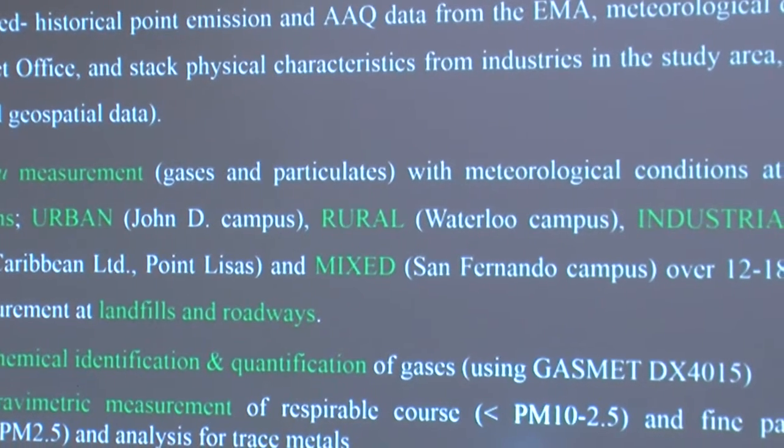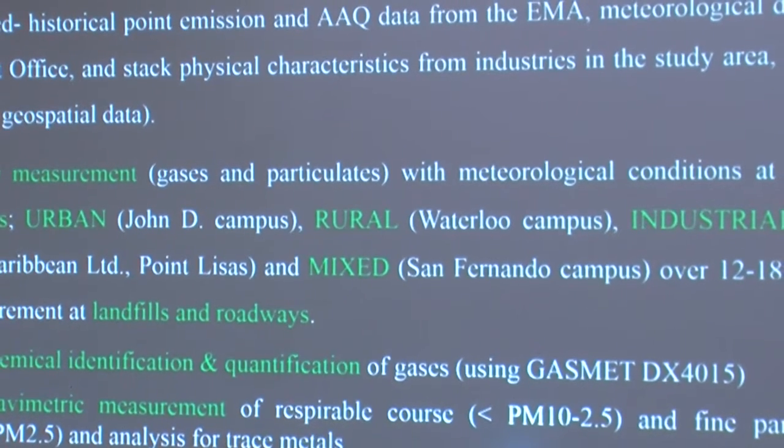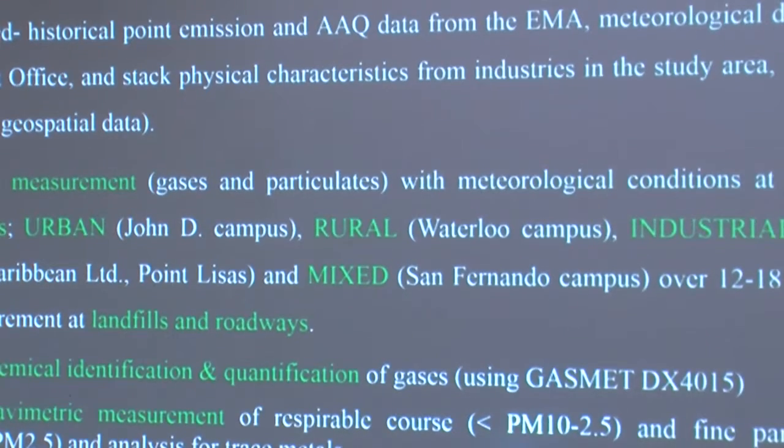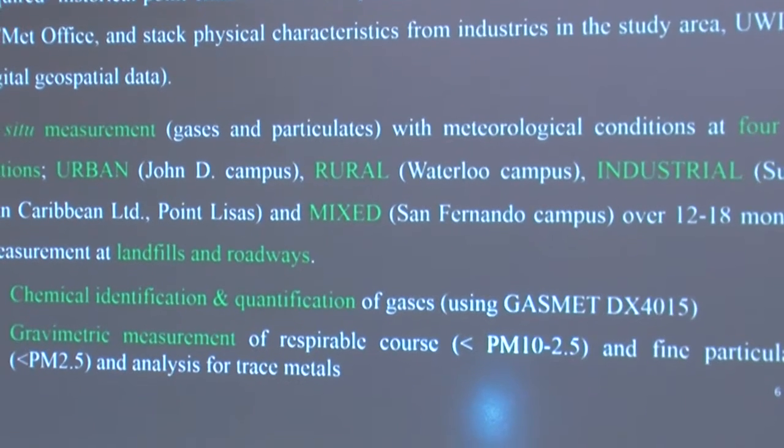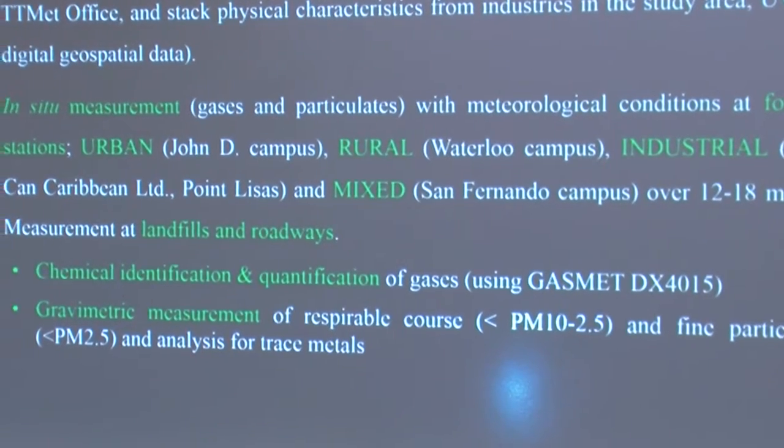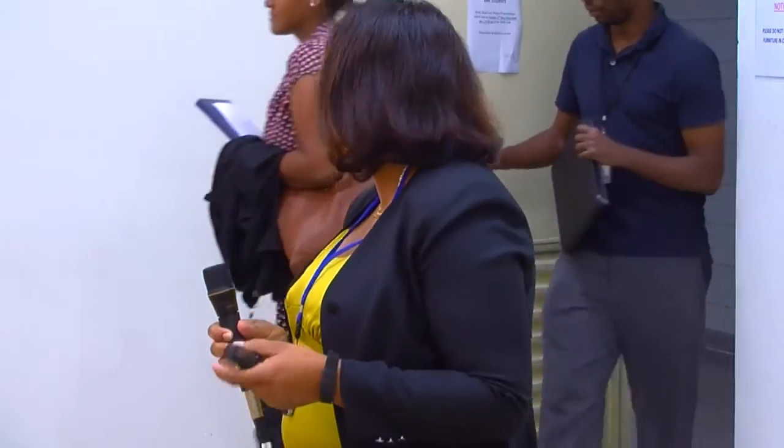There is a field sampling regime, which will extend over 12 to 18 months, to sample both gases and particulates at 4 locations, representative of rural, urban, industrial, and mixed land use areas. These would be done for a period of at least 12 to 18 months. There will also be representative measurements made at landfills and roadways, to be able to put this into some kind of digital format.